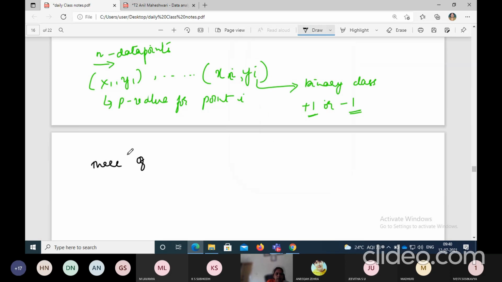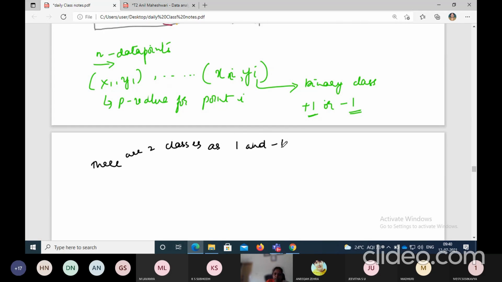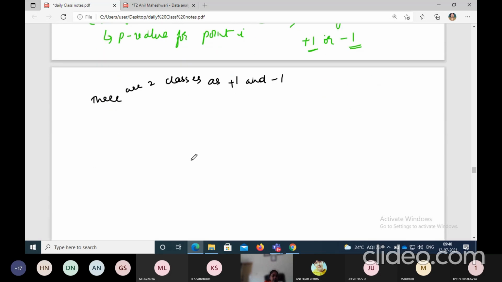So there are two classes which will be represented as +1 and -1. Okay. So in this sense, we are trying to derive the support vector machine classifiers by assuming that the data is linearly separable data.